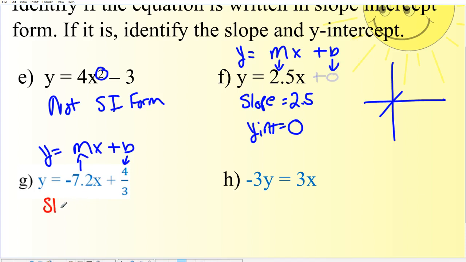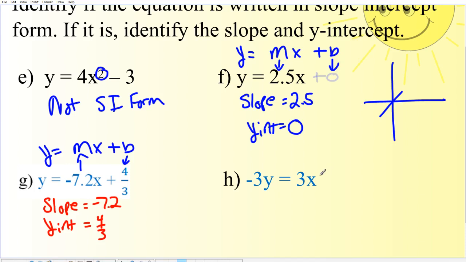So my slope in this problem is negative 7.2. I would not want to graph that slope, by the way. That is pretty ugly. My y-intercept, where the line crosses the y-axis, is crossing at 4/3. So yes, that's slope-intercept form, even though it's ugly.